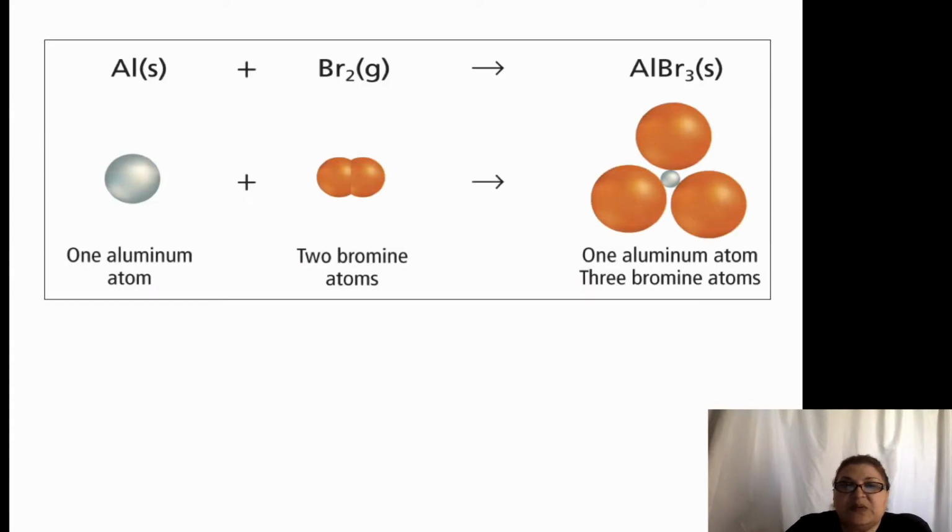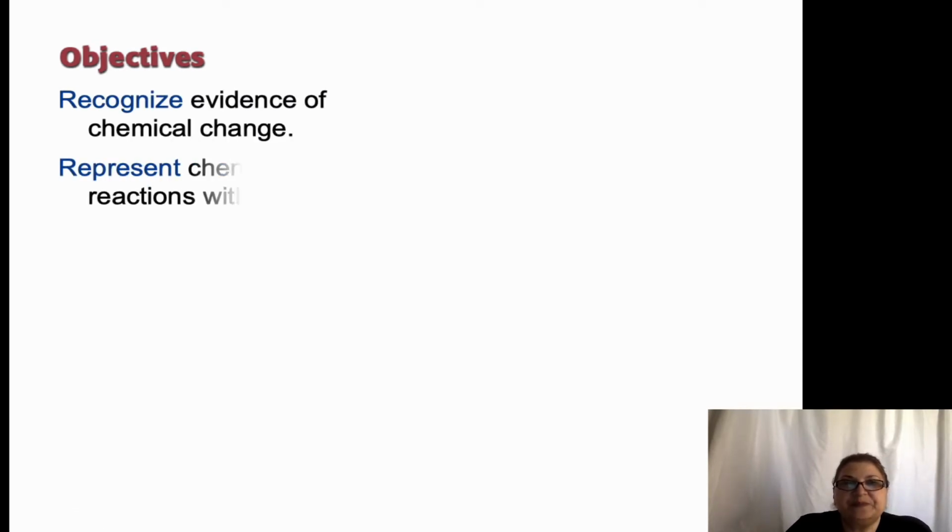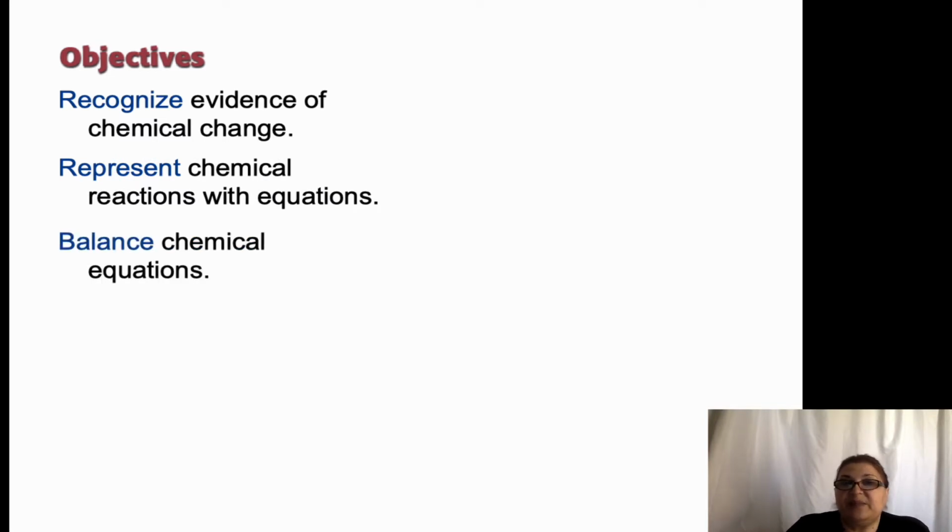Now in this lesson, we're going to learn how you put it all together and balance it. So you go from word to formulas to balancing. And we're learning evidence about chemical reaction. So here's the objective for today. Recognize the evidence of a chemical reaction or chemical change. Represent chemical reaction with equations, and then balance the equation.